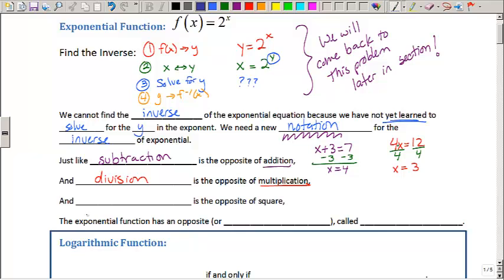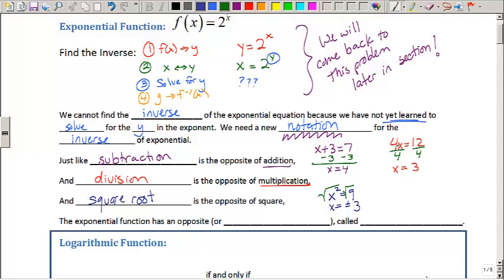Going one step further, we have the opposite of a square is the square root. Square root is the opposite of square. So if I had an equation like x squared equals 9, and I'm trying to solve that, I know I can do the opposite of square, which is square root, to get x all by itself. So I have x equals plus or minus 3. So square and square root are opposites. Multiply and divide are opposites. Add and subtract are opposites.